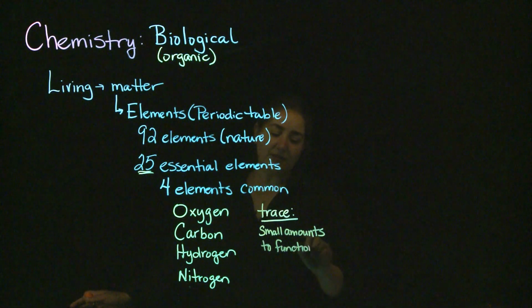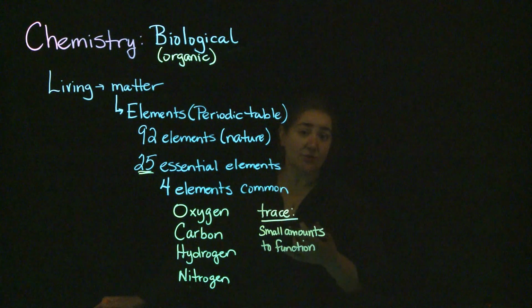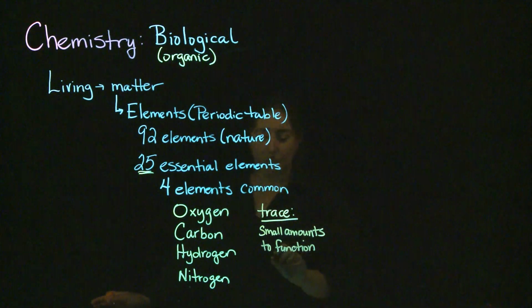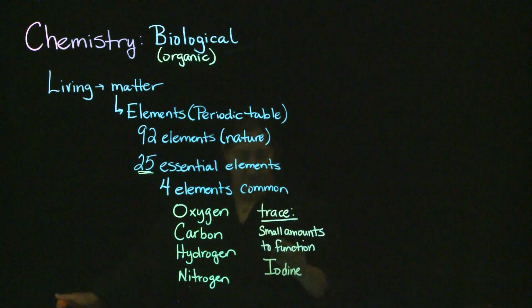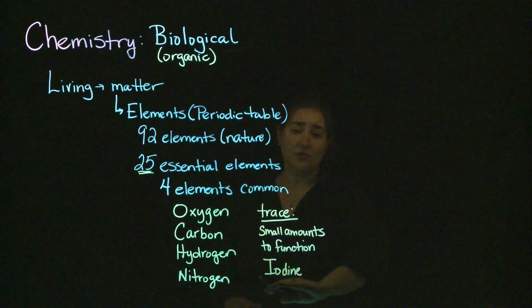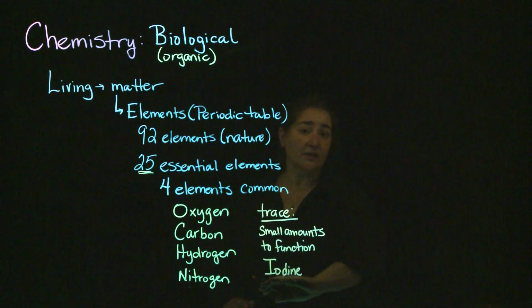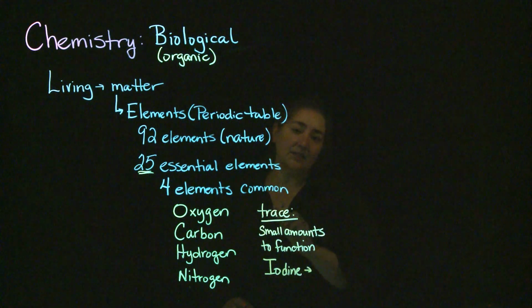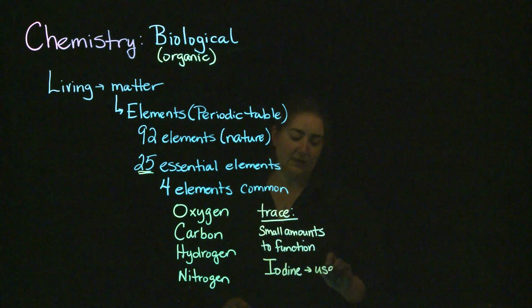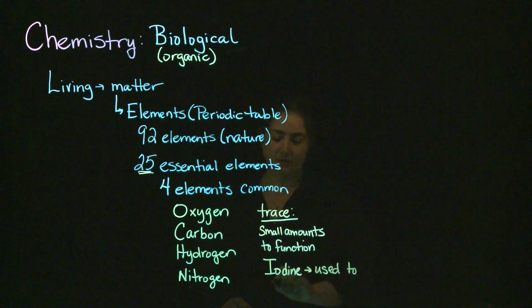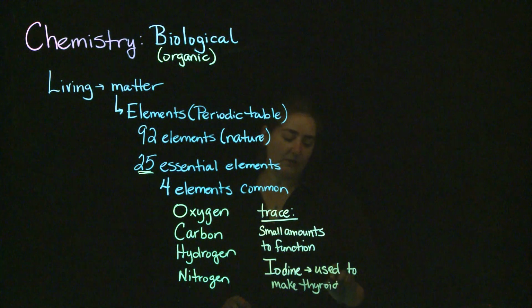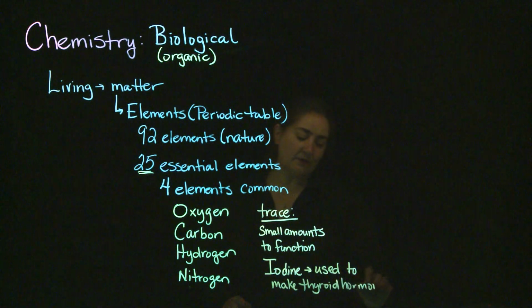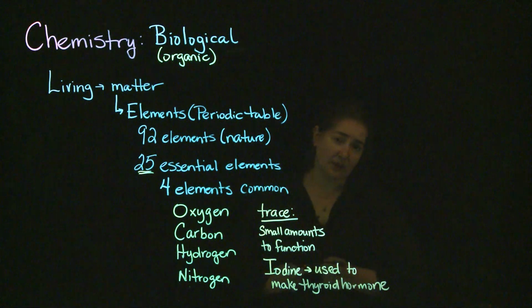And the example of a trace element that I like to use, because it's tied directly to something that you're going to learn about in A&P2, is going to be iodine. Okay? Iodine is a trace element, meaning we need a little bit of iodine in our diet because iodine in our body is used to make thyroid hormone. So without iodine, our body can't make thyroid hormone.